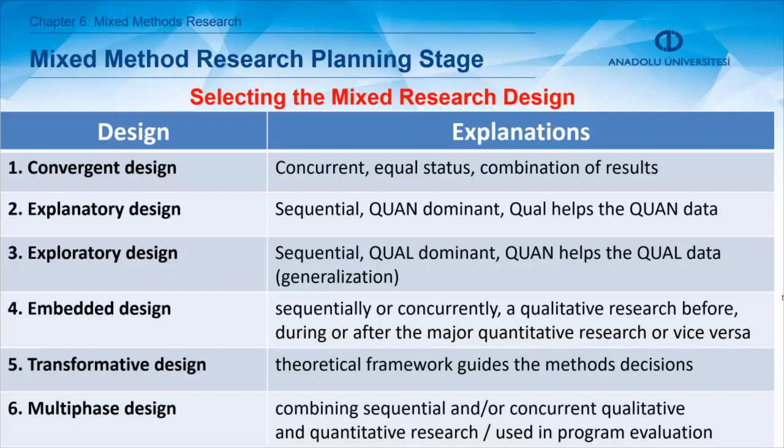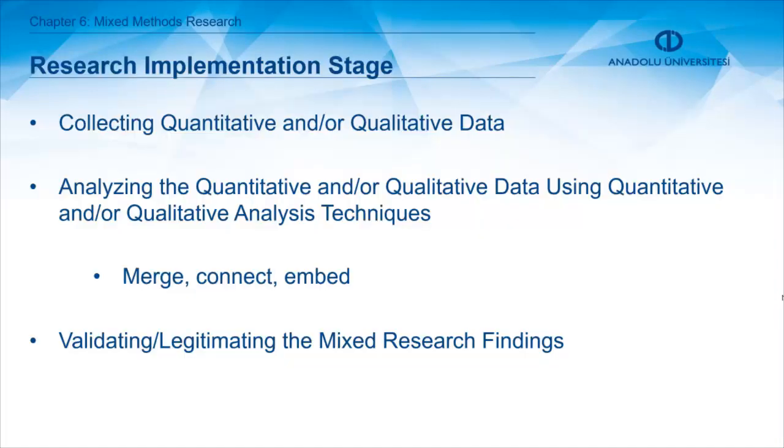And number 5 is the transformative design, in which a theoretical framework guides the method's decisions. And in number 6, multi-phase design, you combine sequential or concurrent qualitative and quantitative research. I mean, they are more advanced level of research designs, and they are usually used for program evaluation. And as I mentioned before, the first 3, convergent, explanatory, and exploratory, are more popular in mixed method design.